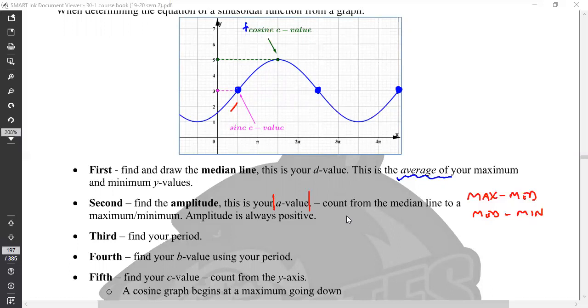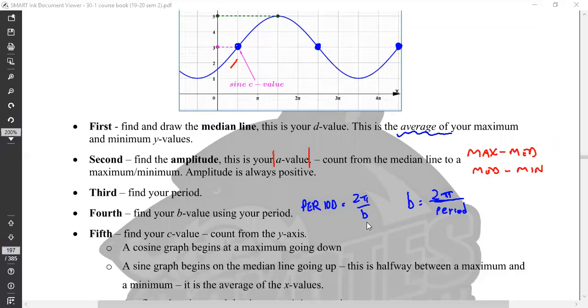Fourth, find your B value using the period. We've talked about this before, that period is equal to 2 pi over B. That's on your formula sheet. That also means if I algebra that around, B is equal to 2 pi divided by period. So it works both ways, if we solve for B or if we solve for period. That ends up being a handy tool that we will often be using.